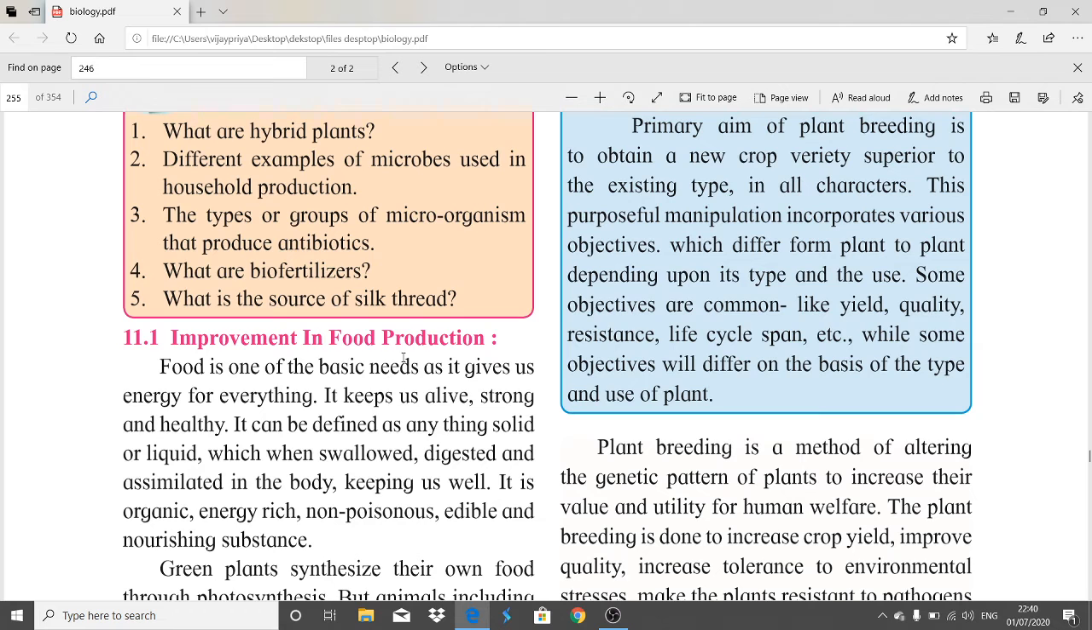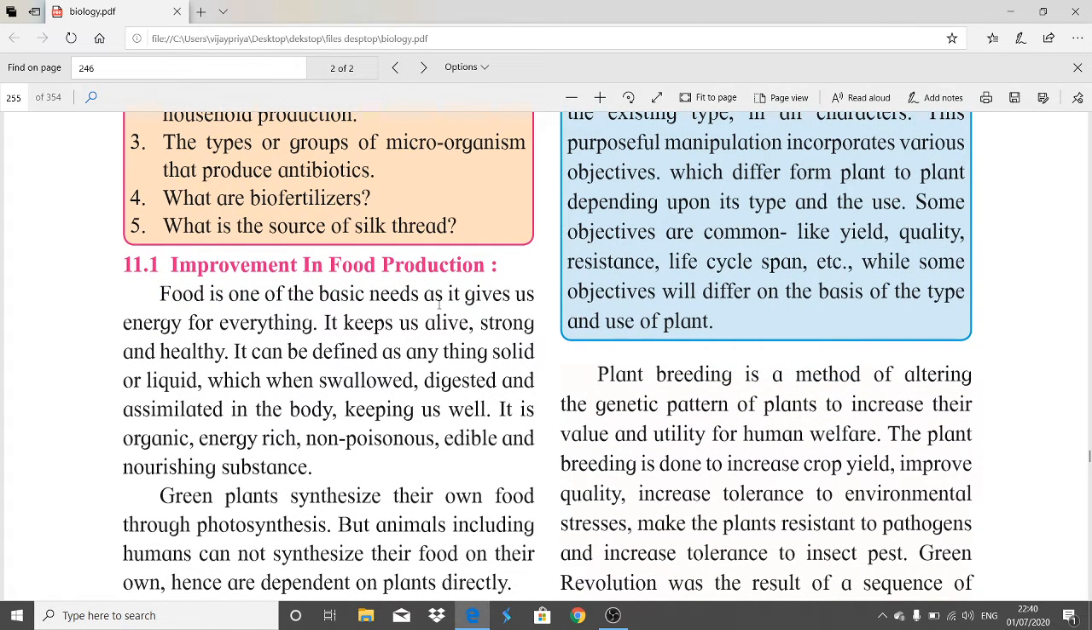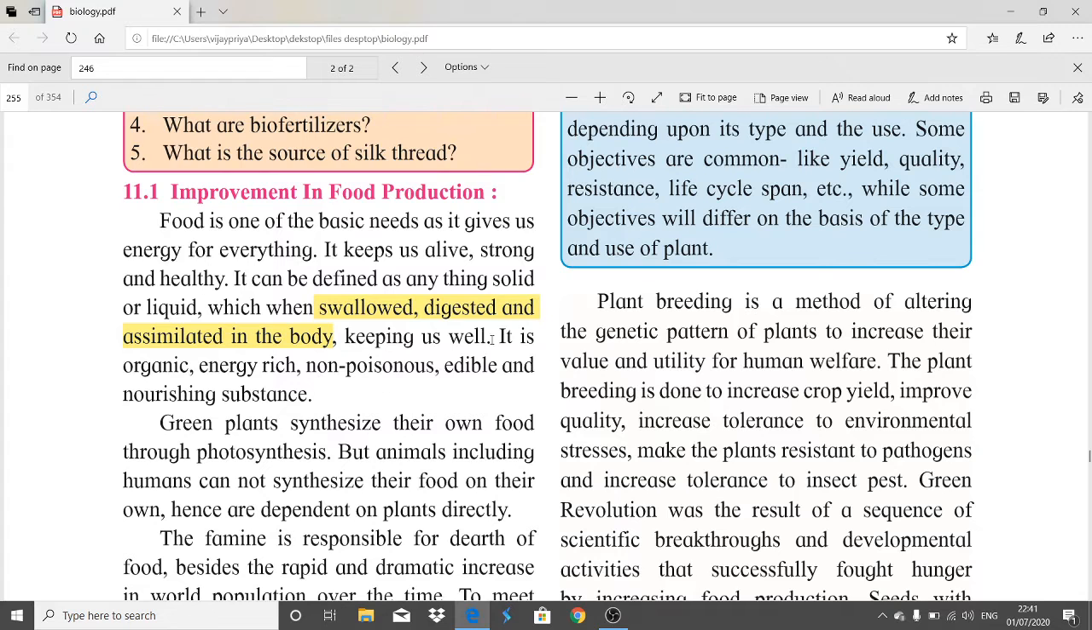Okay, so what is improvement in food production? Food is one of the basic needs, as it gives us energy for everything, and keeps us alive, strong, and healthy. It can be defined as anything solid or liquid which, when swallowed, digested, and assimilated in the body, keeps us well. You have studied this swallowing, digestion, and assimilation in your 11th standard, when we studied the human digestive system. So food is an organic, energy rich, non poisonous, edible, nourishing substance that nourishes our body.